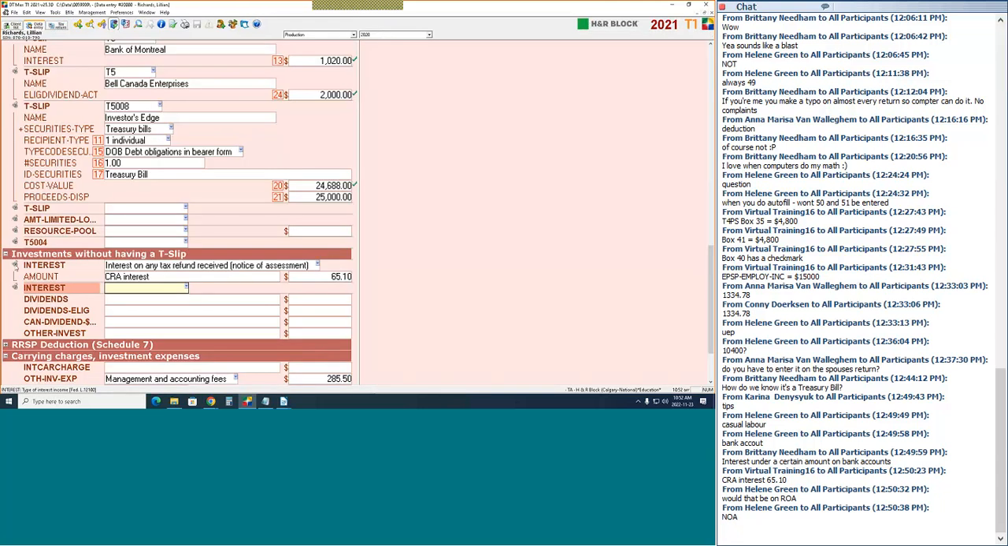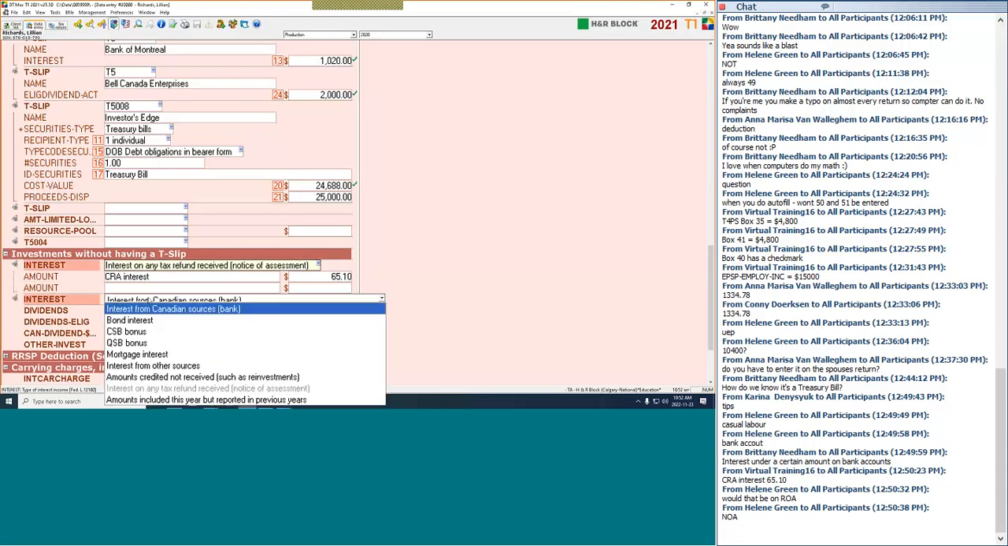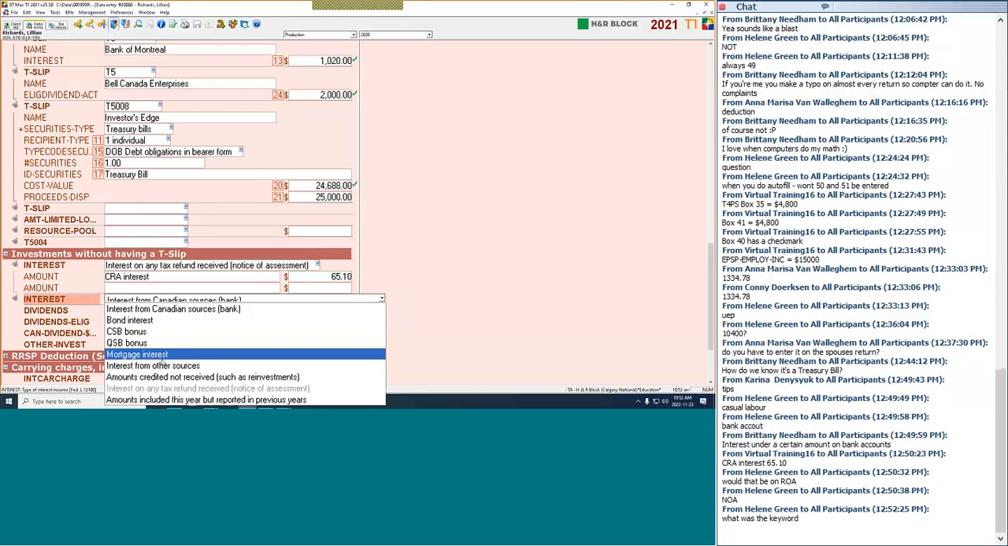Okay. Other places where you might have interest that has to go on there, you might have interest from a bank that's not reported on a slip. You might have mortgage interest. The keyword is interest, if you like that keyword, or if you go to the Smart Start, you're looking for the heading that says investments without a T-slip. Okay. Mortgage interest would go here. If I have foreign income, there will be a place for foreign income as well. We're not going to cover that in this course because it's complicated, but there is going to be a place for that as well.